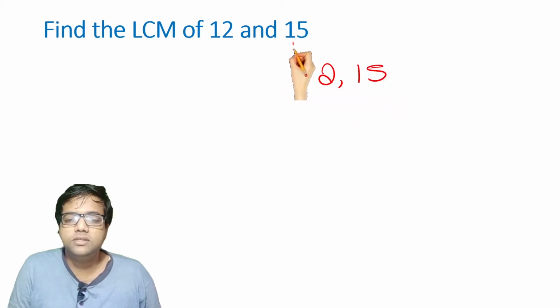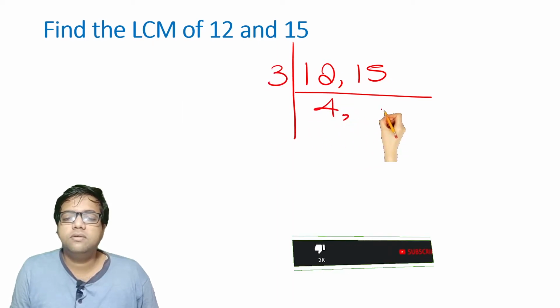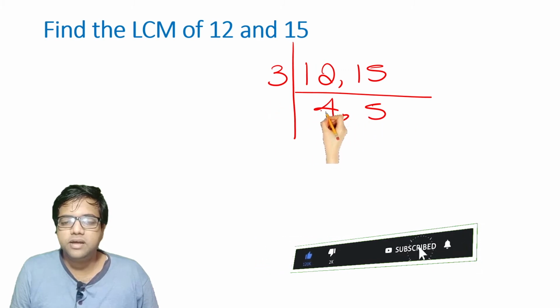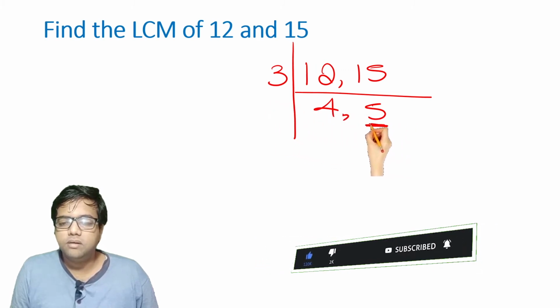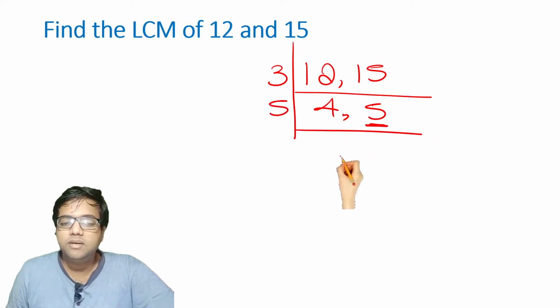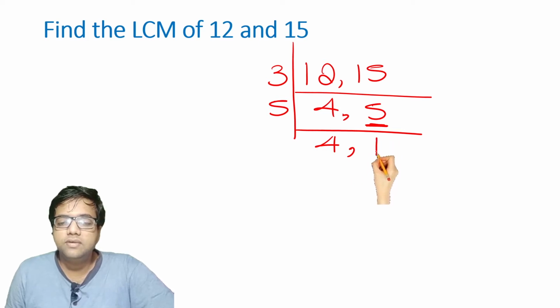You will write both the terms and you will start dividing with the common term. The common divider is 3. 3 4s are 12, 3 5s are 15, right? And 4 and 5 are there. 5 is a prime number, and a prime number can be divided by the prime number itself. 4 will come as it is, 5 ones are 5.